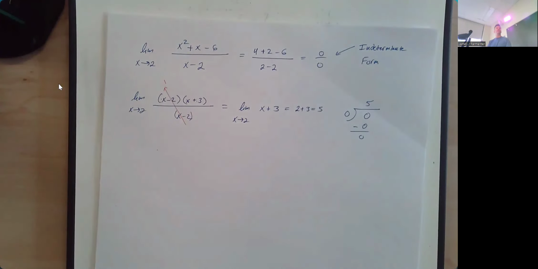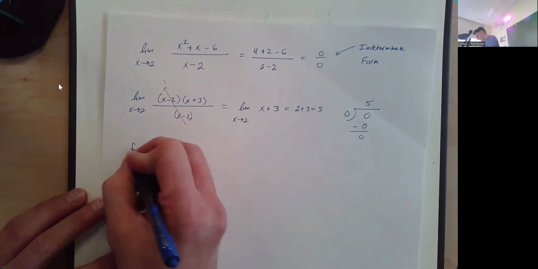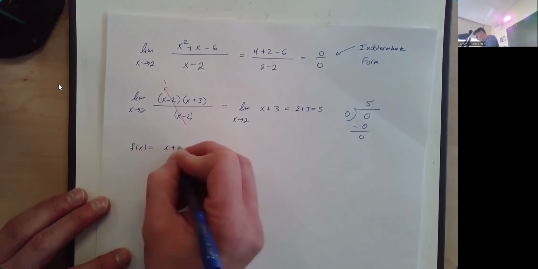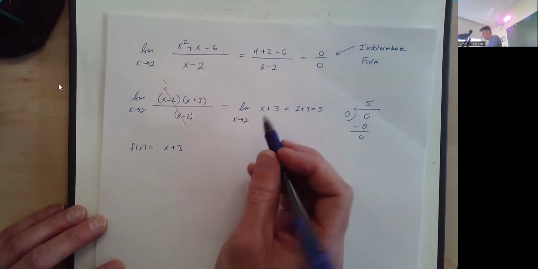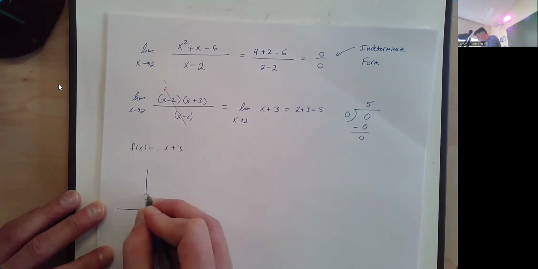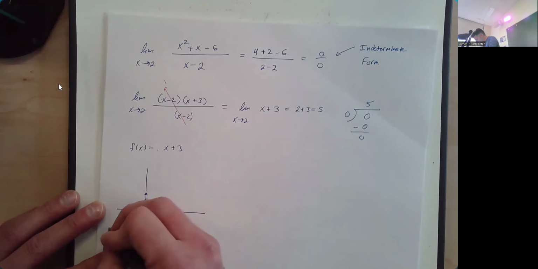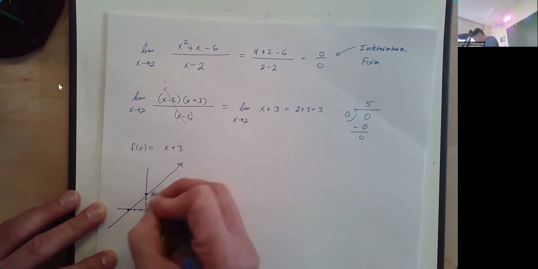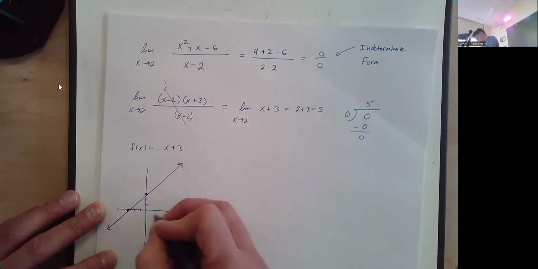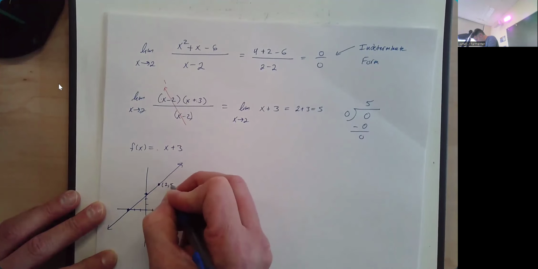Let's look at this graphically for just a second, even though we don't really need to, since we found the limit without using a graph. I want to show you the difference between these two functions. So we've got this function, f of x equal to x plus 3, which is the simplified version, which I'm going to graph. It has a y-intercept of 3 and an x-intercept of negative 3. Here's my f of x equal to x plus 3. Wow, I didn't do a great job of drawing it. And I'll point out that this graph has the point (2, 5).